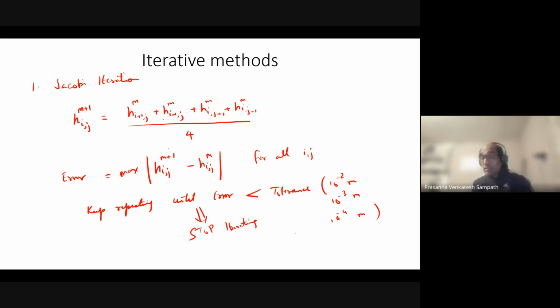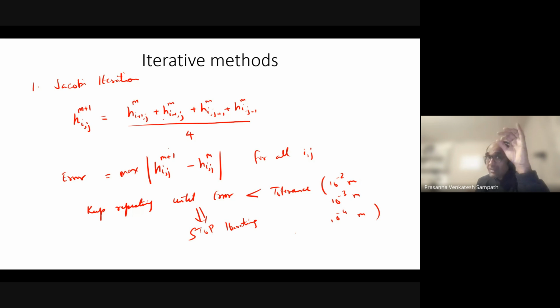Now, obviously, the tolerance value is completely under your control. You can set any number. I said 10 to the power minus 2, 10 to the power minus 3. You can even set 10, or 10 to the power minus 1. The larger the tolerance, the more error there will be in your computation. The smaller you make the tolerance, the closer the solution will be to the correct answer. So this is the Jacobi iteration method, a very simple way of solving this system of equations.